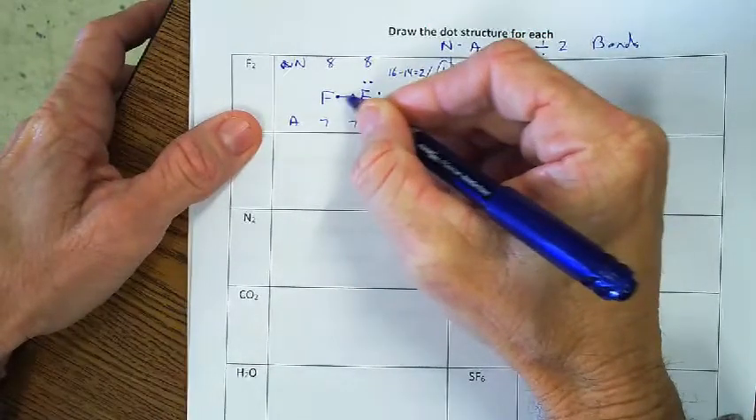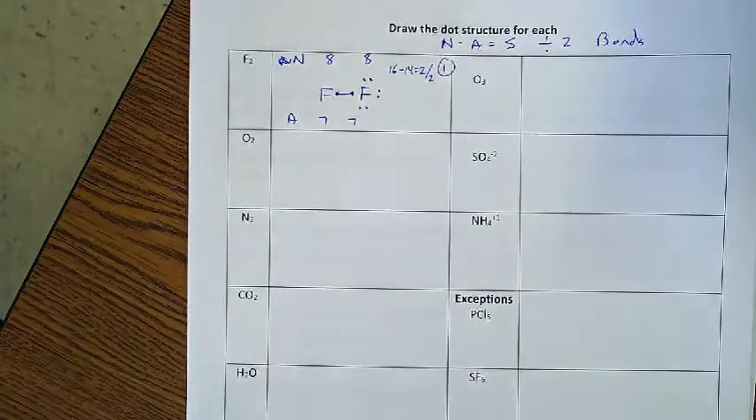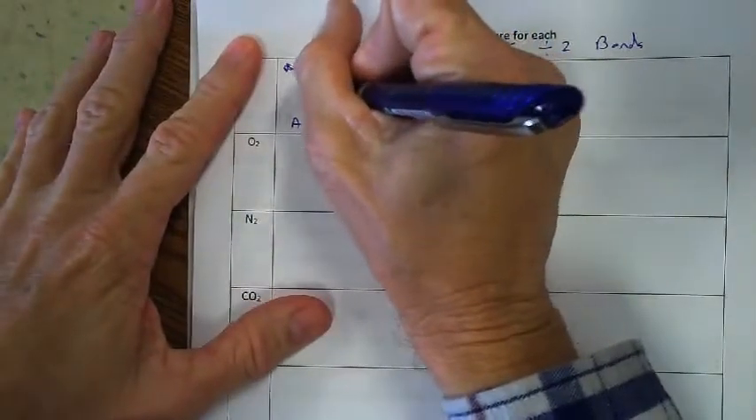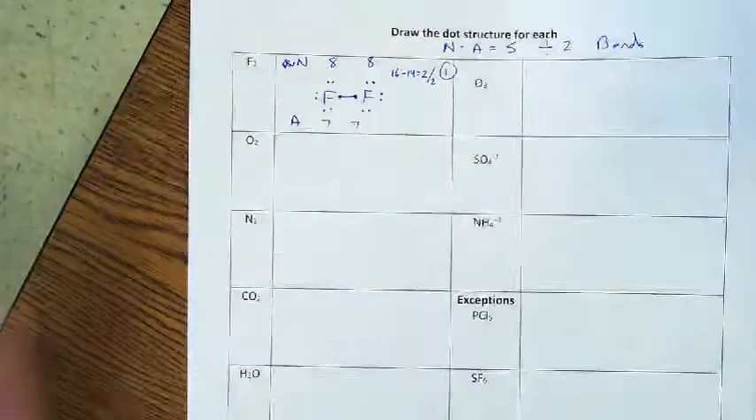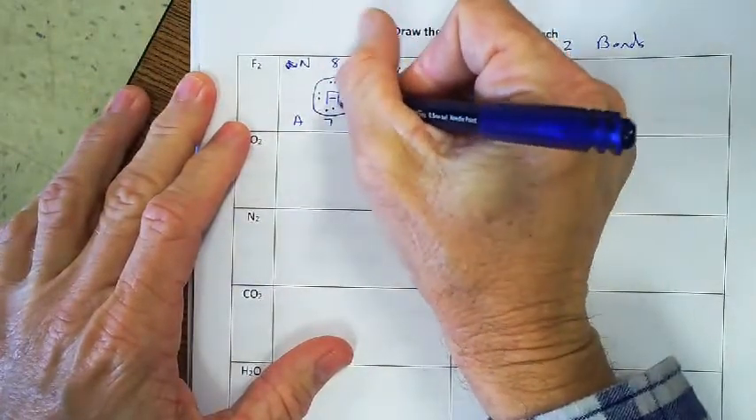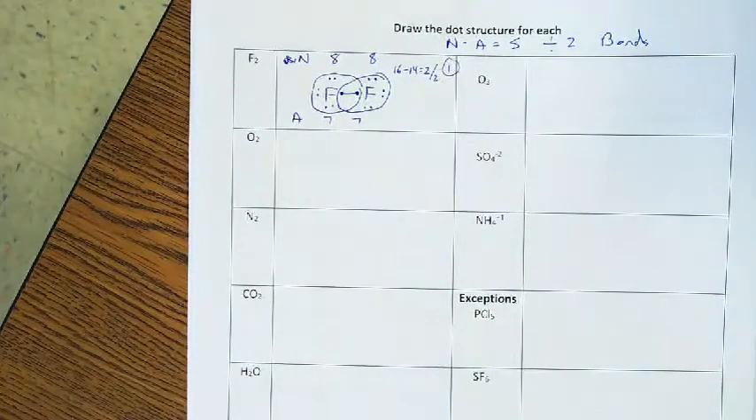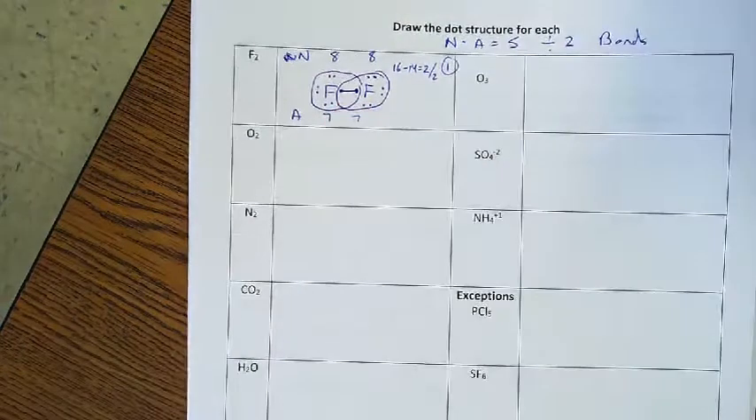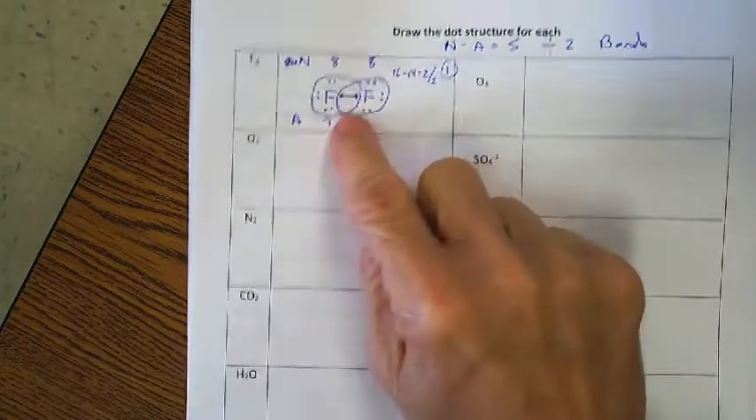Again, they're sharing both of them. They both think they have those 2. They're sharing them so that they have an octet. And then this one, fill in the dots, and now it thinks it has 8 as well. So this one thinks it has 8, and this one thinks it has 8. And now there's the dot structure that holds fluorine together. That's called a single covalent bond. Covalent means sharing between nonmetals. Single bond means it's just one dash.